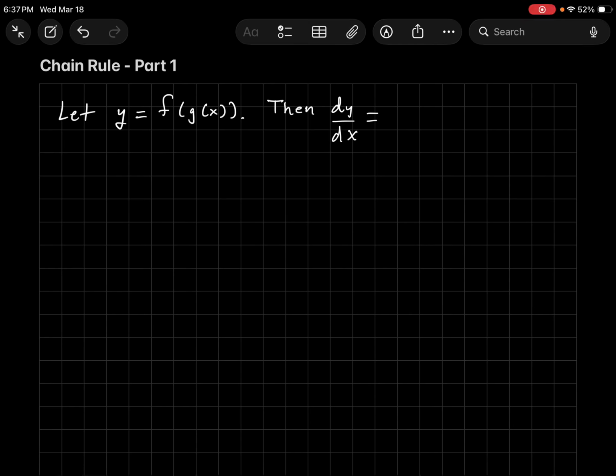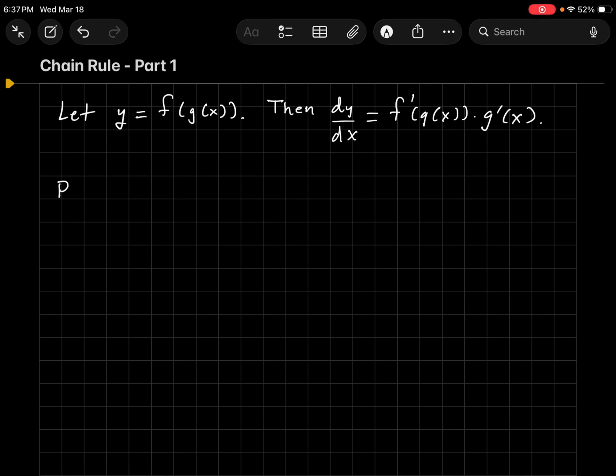The chain rule for derivatives, part 1. Let y equal f of g of x, then dy/dx equals f prime at g of x times g prime of x. Here's the way I say it with positioning: take the derivative of the outside part, leaving the inside part alone, times the derivative of the inside part. This proof is not too bad, so I will go through it with you.